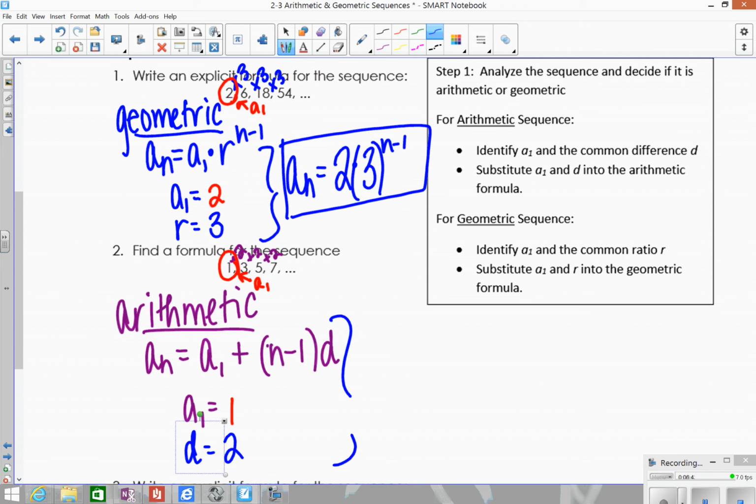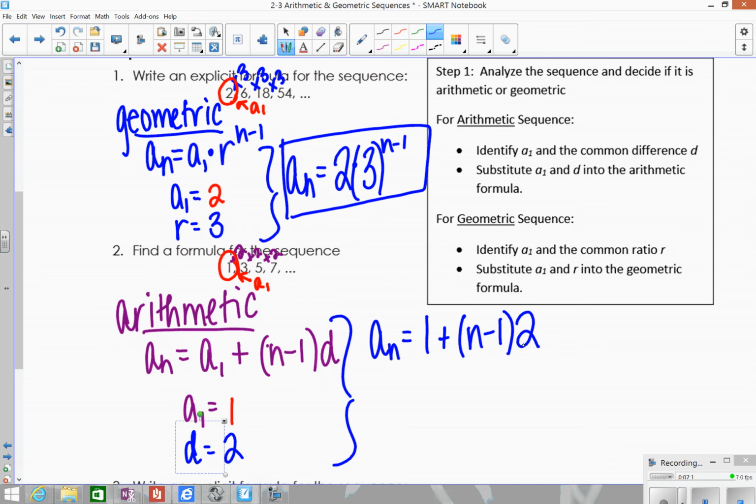So then you're going to take those and plug them into the formula. So a sub n equals 1 plus n minus 1. And remember, n minus 1 always stays in these, or just the n stays. And then you replace d with 2. And really, you could leave this as an answer, but if this was a multiple choice question, they wouldn't leave it in this format. They would actually want you to multiply through, simplify, and combine like terms.